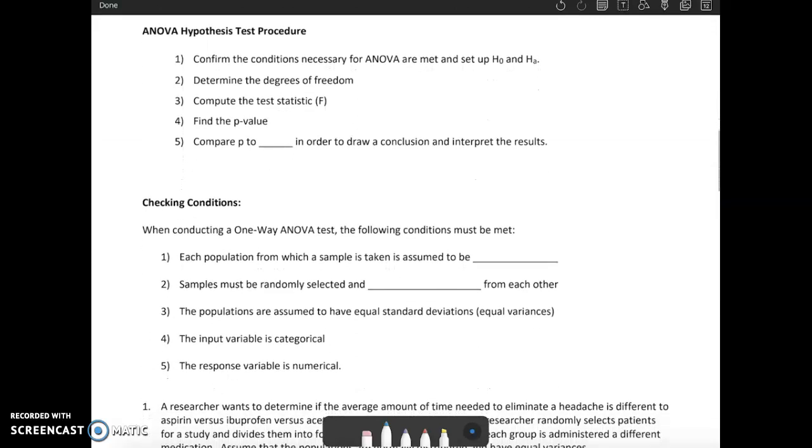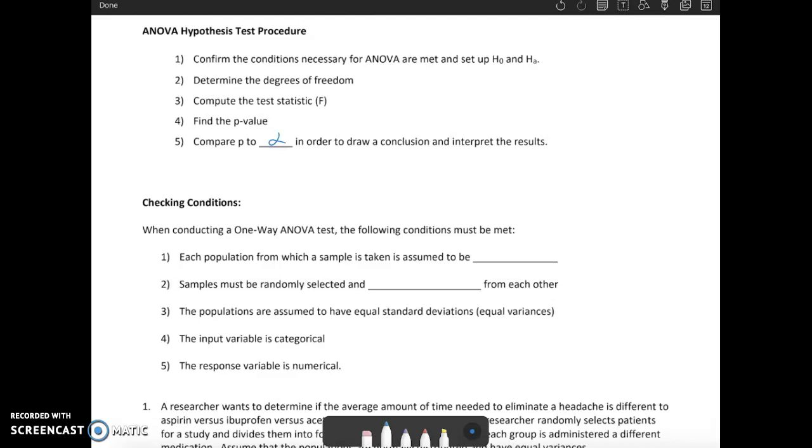Okay, let's do just a couple more questions before we cut and move on to a second video. So the ANOVA hypothesis testing procedure basically looks like this. First, you will confirm the conditions necessary for an ANOVA are met and set up your null and your alternate. You will need to determine the degrees of freedom. Then you will compute the test statistic F and the p-value. And then, as always, the same as in our other hypothesis testing, you will compare that p-value to alpha in order to draw your conclusion and interpret the results.